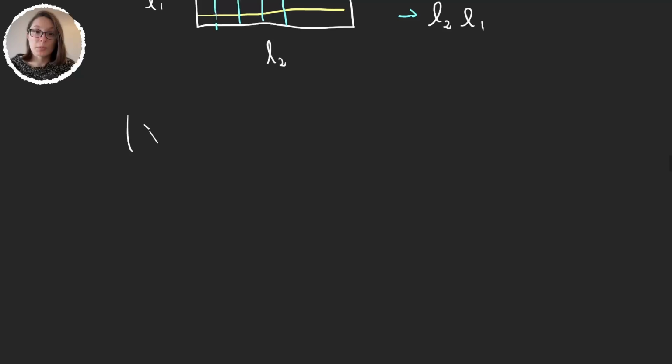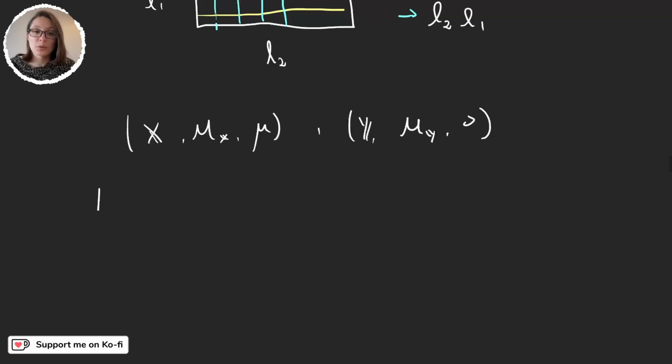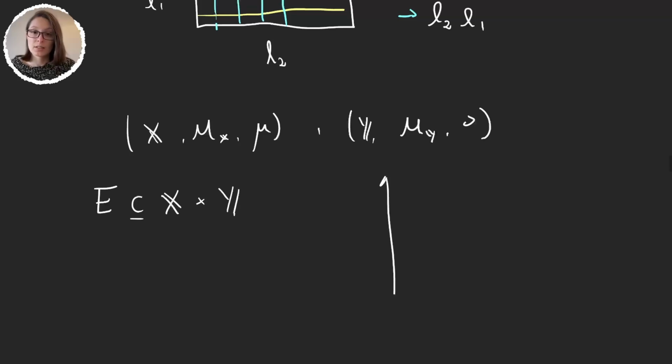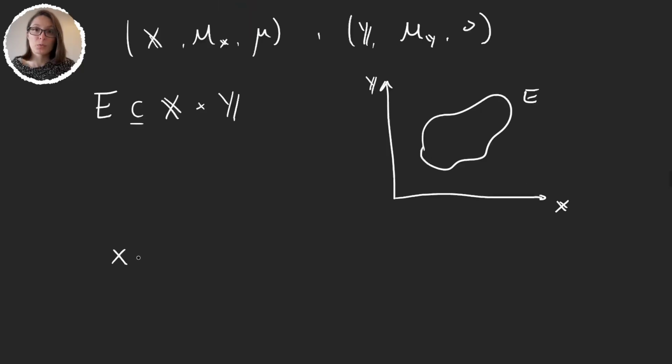Now I give you two measure spaces, X, sigma algebra, and a measure, Y, sigma algebra, and a measure. And let's take some set in the product space, X times Y. Let's say that this is our product space. Then our set E can be something like this. Well, we're going to define the X section and Y section of E, and we're going to denote them with E sub X and E sub Y, respectively.